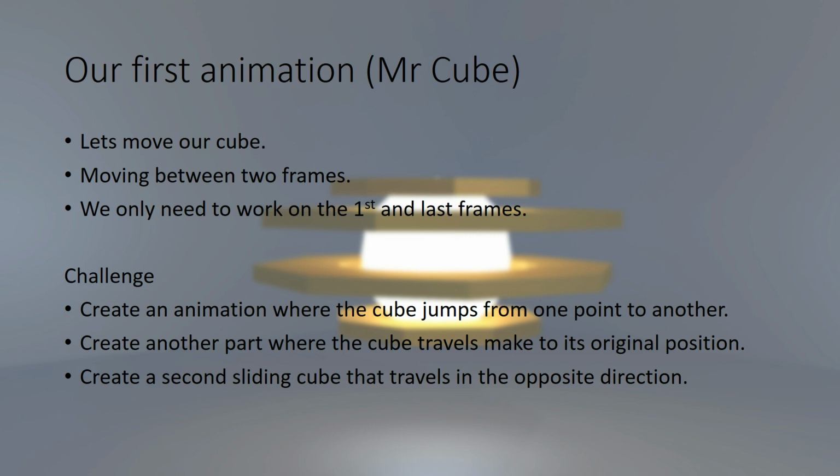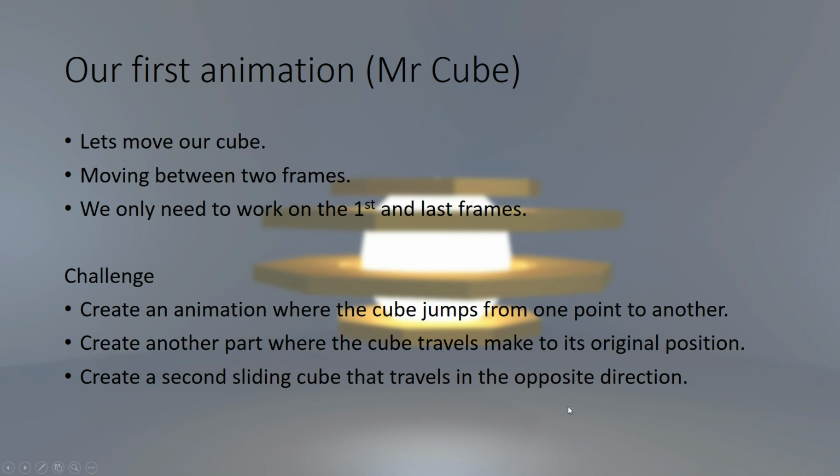I want you to create another part where the cube travels to its original position. Sorry, that's a little bit weird how I've said that. Basically what I mean is you do your first animation, and then after you've done that you are to insert another keyframe later on where your cube will travel back to the original position.